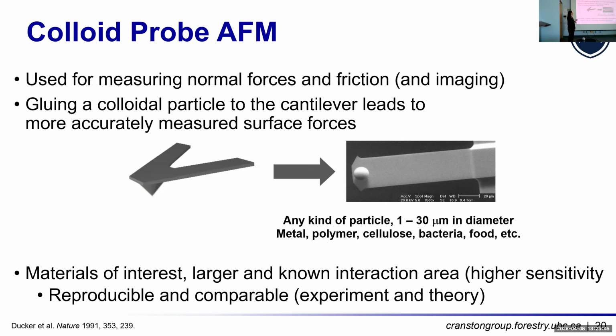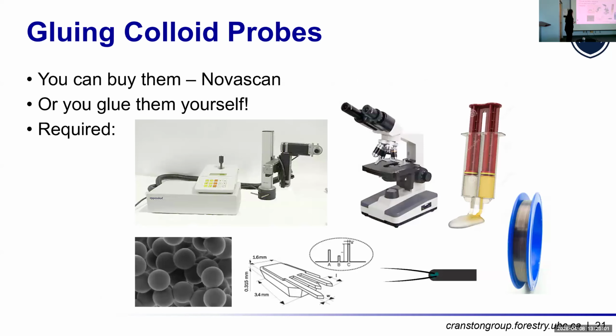If you stick with a tip, you need to do all your measurements with the same tip. And if that tip breaks halfway through your experiments, you have to start all over again. But here, if I have a sphere and I know its radius, I can break it and start with a new one and it's still okay.